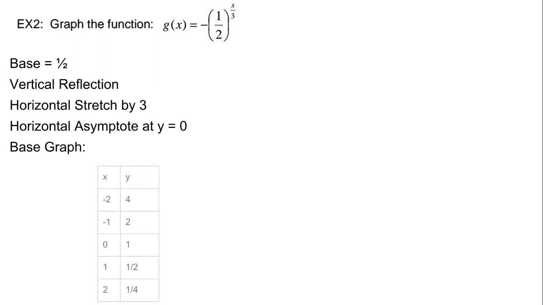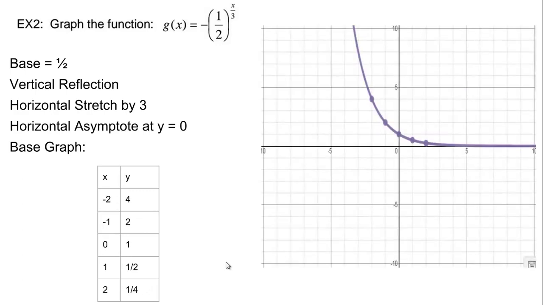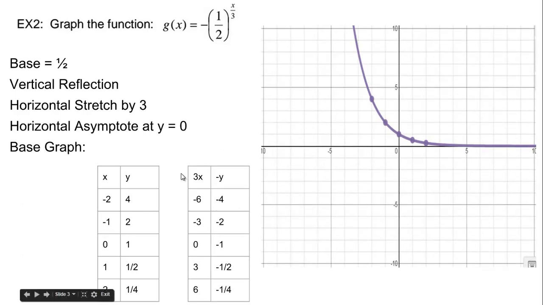The base graph is the half graph, so it starts at 0, 1 and then gets halved every time. And I would just use these 5 points, -2, -1, 0, 1, 2. That's what the graph looks like. The x's all get multiplied by 3 because there's a horizontal stretch. Notice that 3x is different than x over 3, because we have to triple the x's to get back to the same key points.